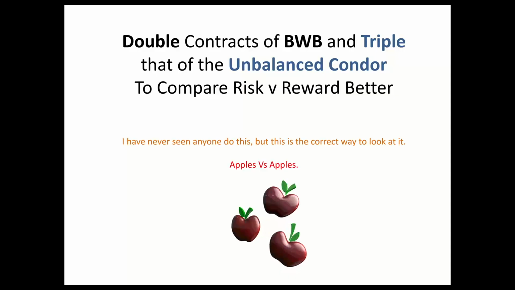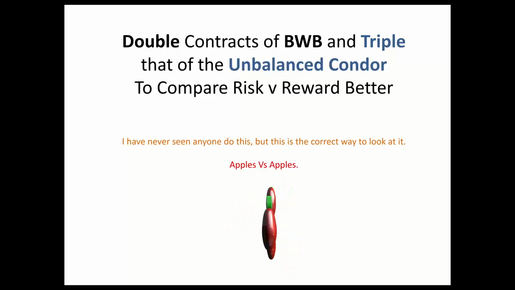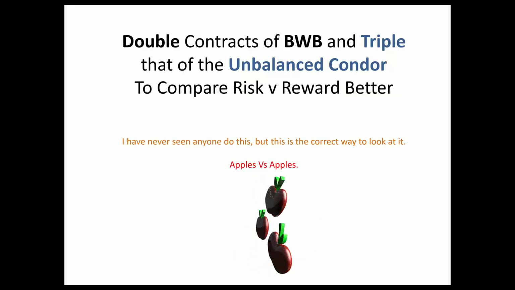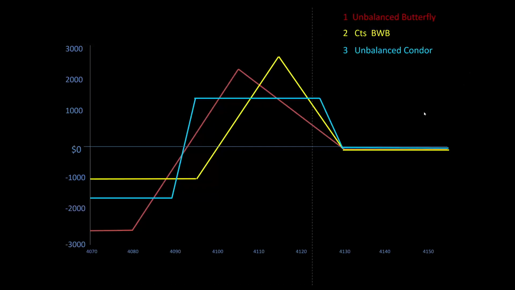And I've never seen anybody do this in any book. If you guys ever read an options book where they're actually comparing it correctly, let me know. I'll congratulate the author. Here is something a little bit more fair. It's still not perfect. What I should have done to be perfect is 1 unbalanced butterfly. Well, this is about as fair as you can get, okay?